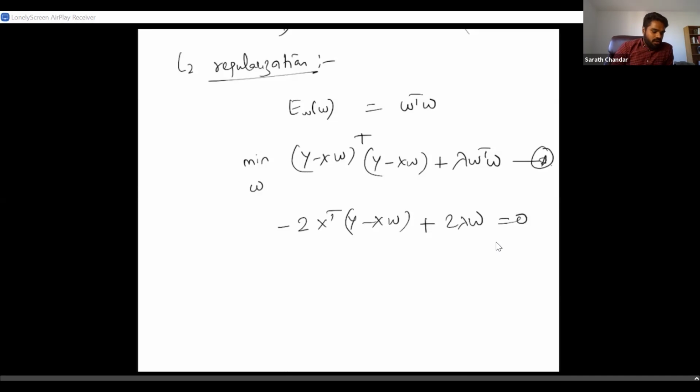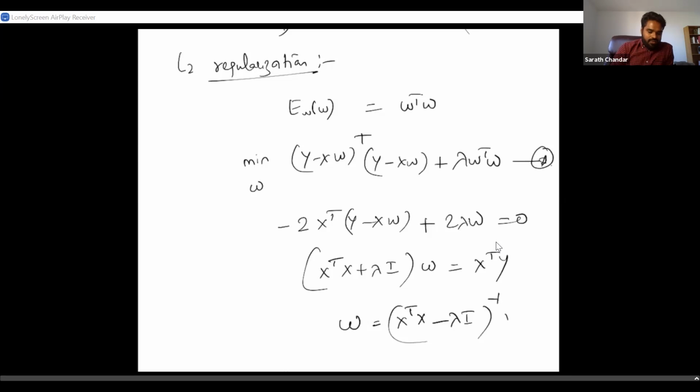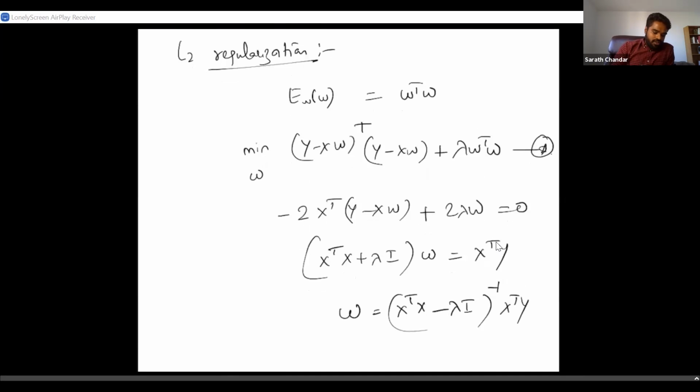Now I can rearrange things here. It becomes (X transpose X plus lambda I) w is equal to X transpose y. All I have done is rearrange things so that the term which doesn't have w goes to the right side. Now the solution is given by w equals (X transpose X minus lambda I) inverse X transpose y.